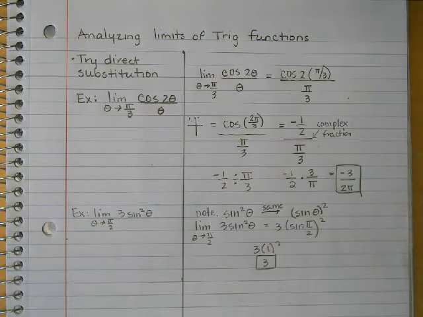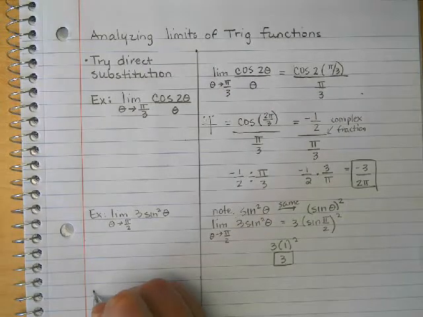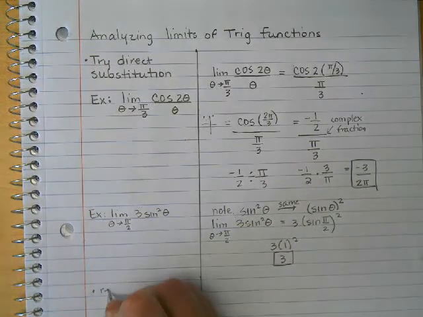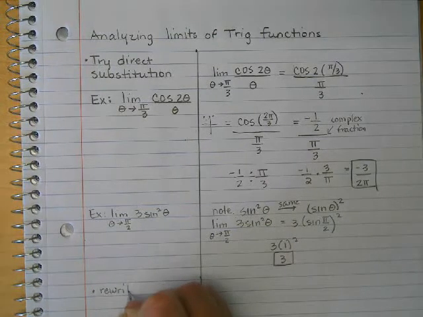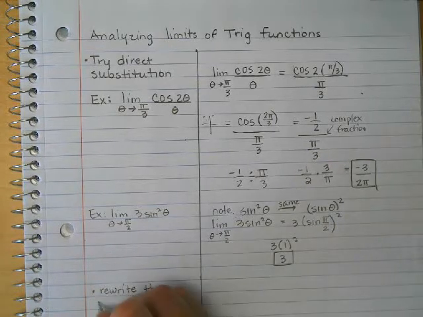But what happens if we get that indeterminate form and direct substitution isn't going to work? Well, the next thing we can do is rewrite the function using trig identities. And somebody mentioned that today.